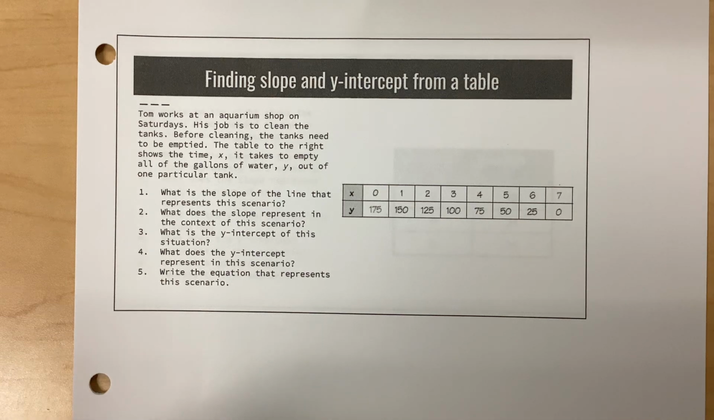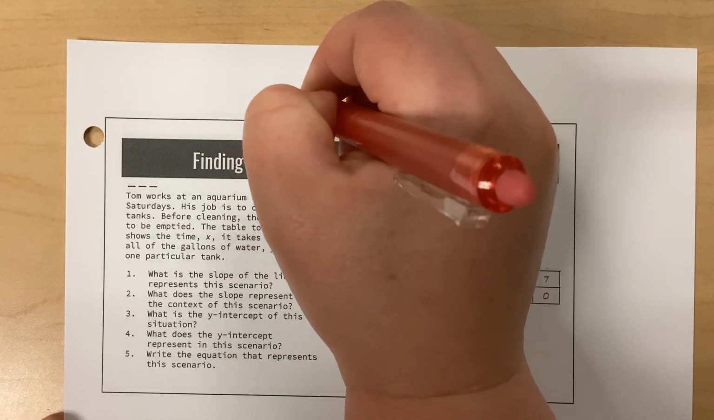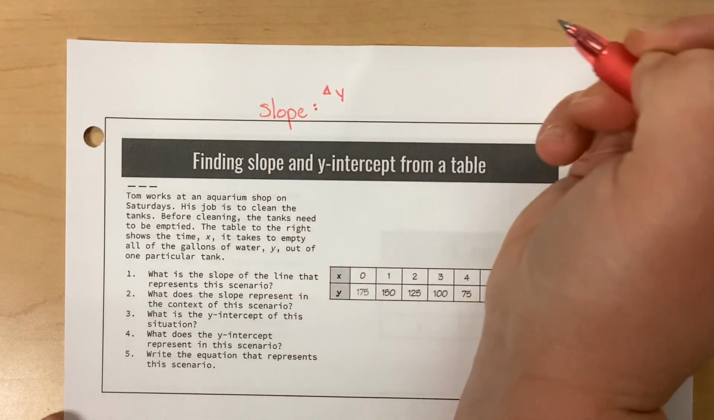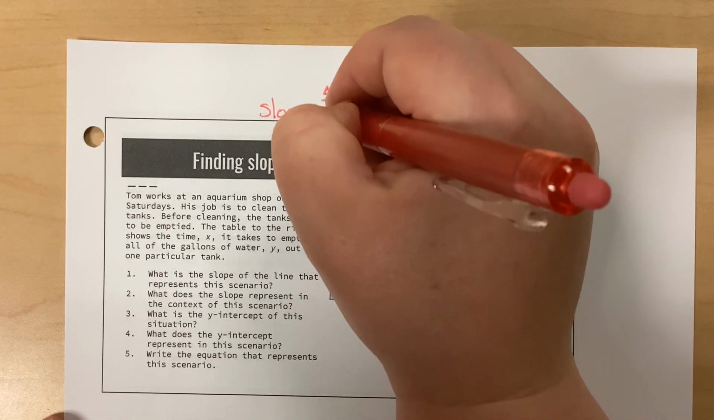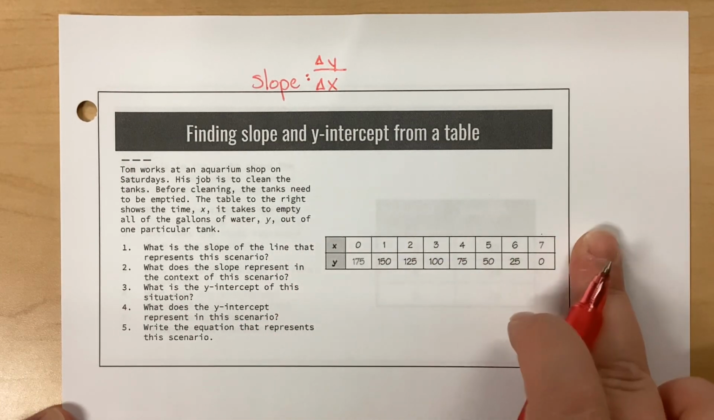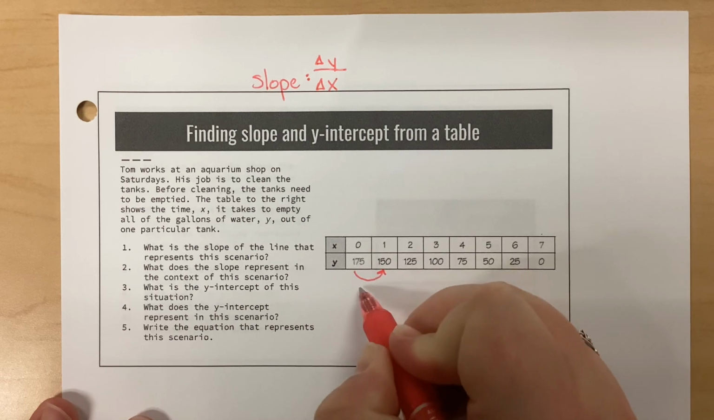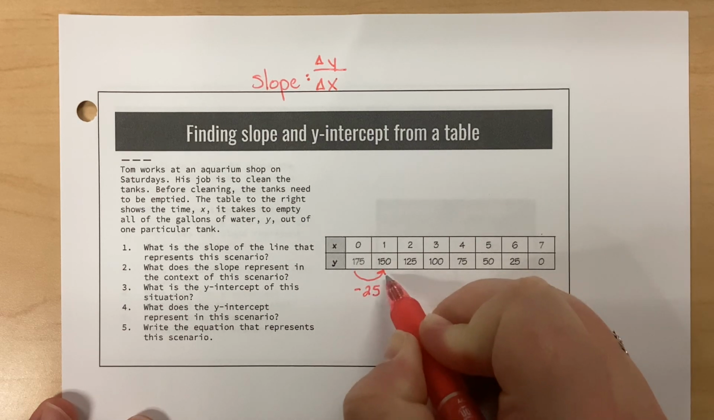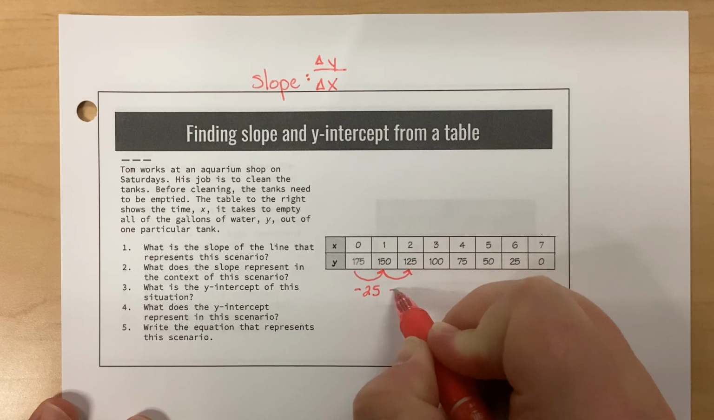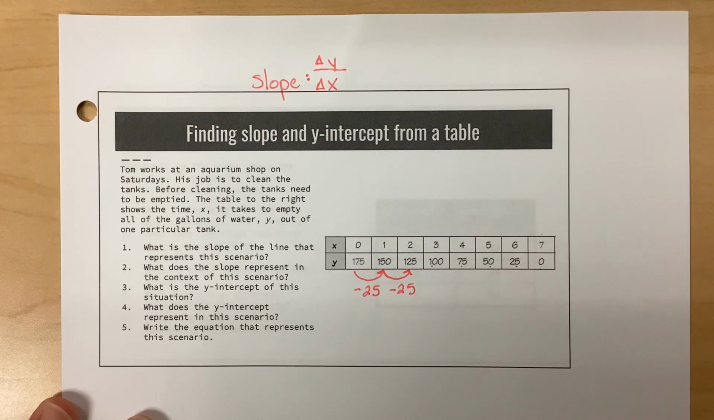All right, so this says, what is the slope of the line that represents this scenario? So we're gonna have to figure that out. Now, something you need to know about slope is that it is always change in Y, which is what this triangle is, over change in X. So we're gonna focus on how the Y's are changing versus how the X's are changing. So if I look, we go from 175 to 150, which is minus 25. And then from 150 to 125, which again is minus 25. And if you look, it decreases by 25 each time it goes down.